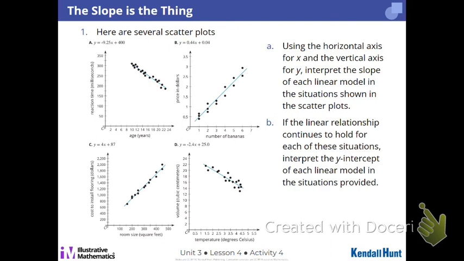Here are 4 scatter plots. You have equations with them. We are going to come up with what the slope means in context and what the y-intercept means in context. Okay, so this first one, we have age and reaction time. So everybody, what's happening to reaction time as we age?